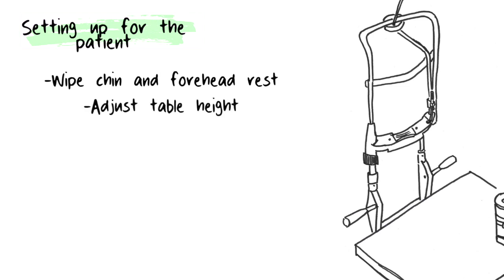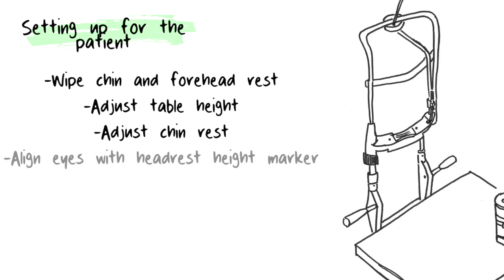The table height should be adjusted either up or down so that the patient can sit comfortably. The chin rest should also be adjusted for the patient as well. Your main aim is for a comfortable posture for the patient whilst maintaining their chin forward, their forehead forward, and also for their eyes to be aligned with the headrest height marker.